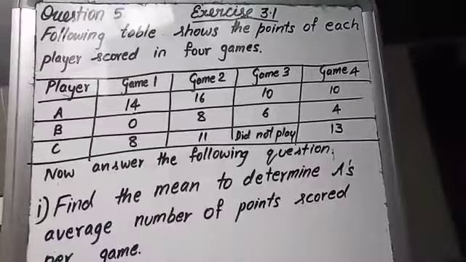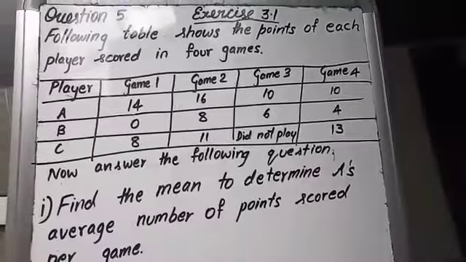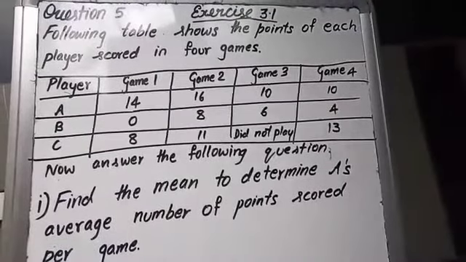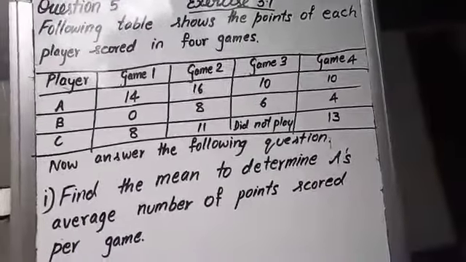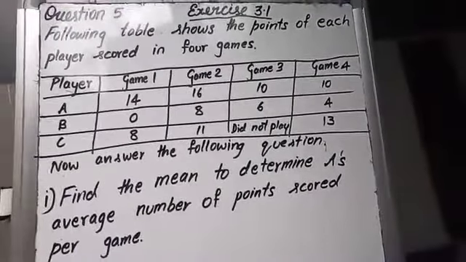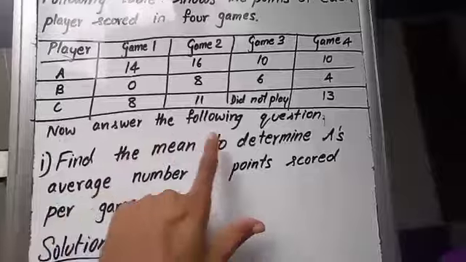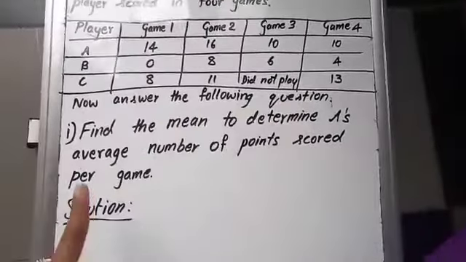My dear students, let us begin exercise 3.1, question number 5. The following table shows the points each player scored in 4 games. Player game 1, game 2, game 3, game 4, and the players are A, B, C. Now answer the following questions.